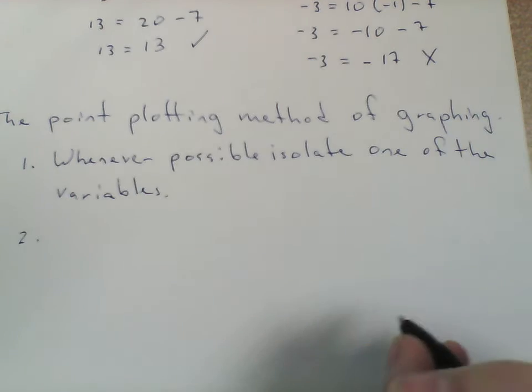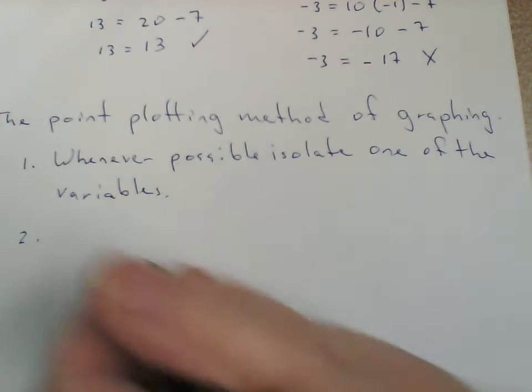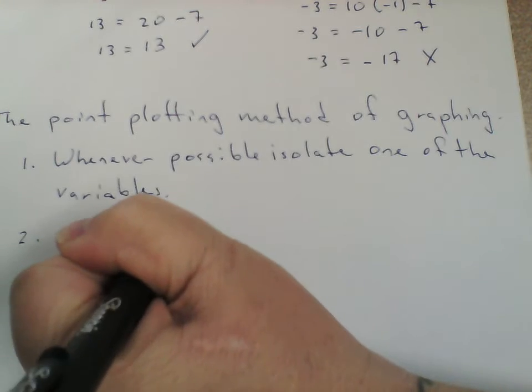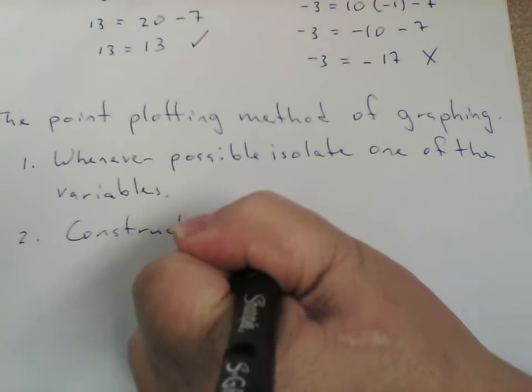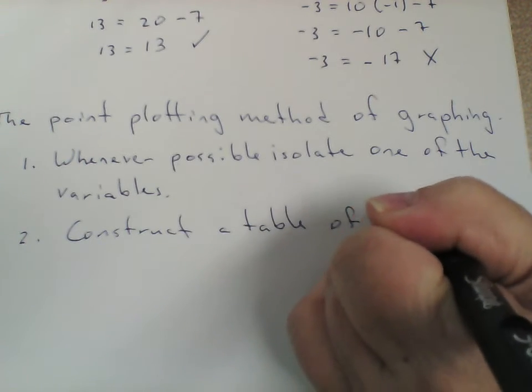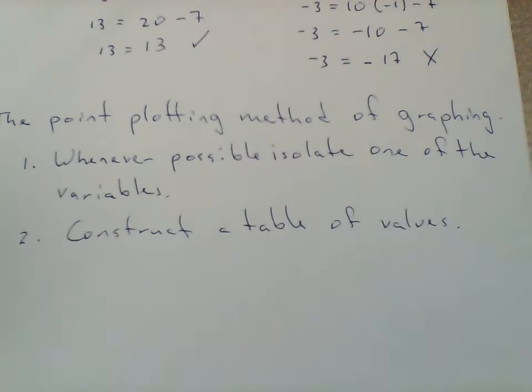Number two, construct a table of values. So you've seen those tables a lot where we have the X and Y values and you can put in numbers for X and then plug them in and it'll tell you what Y is. You'll see examples of it in a second, but you guys have all done it before.